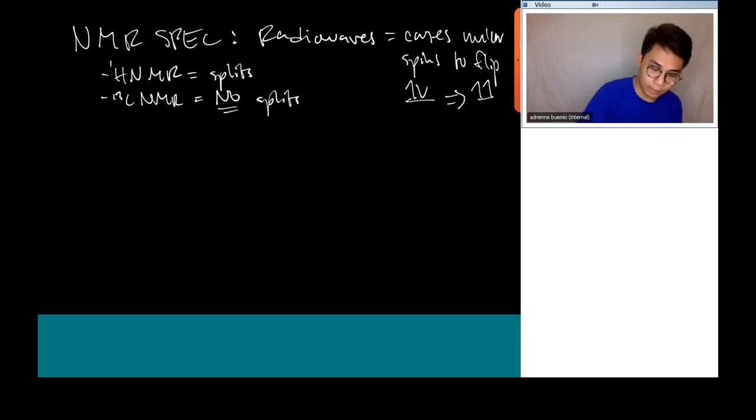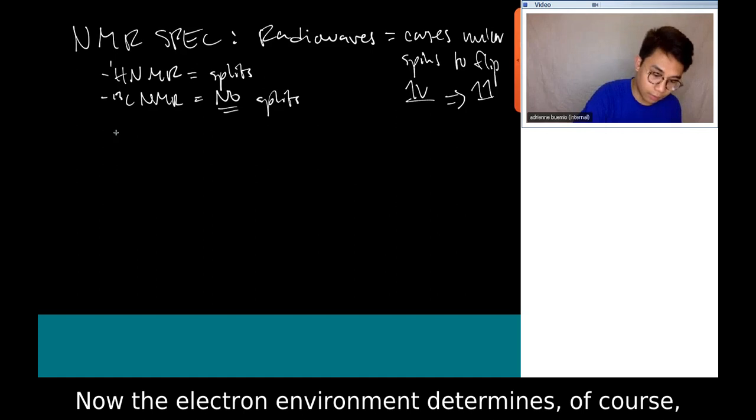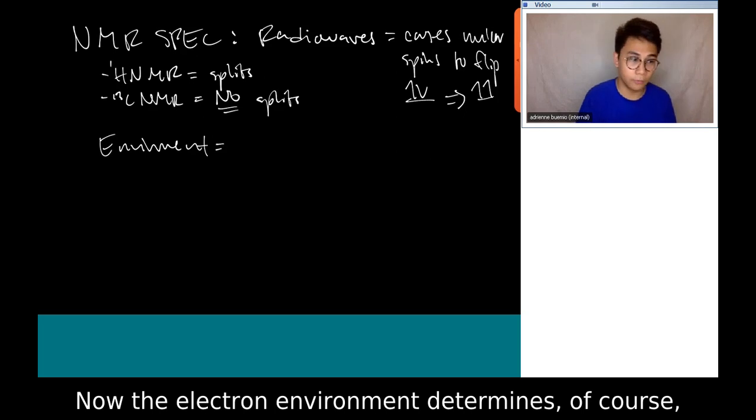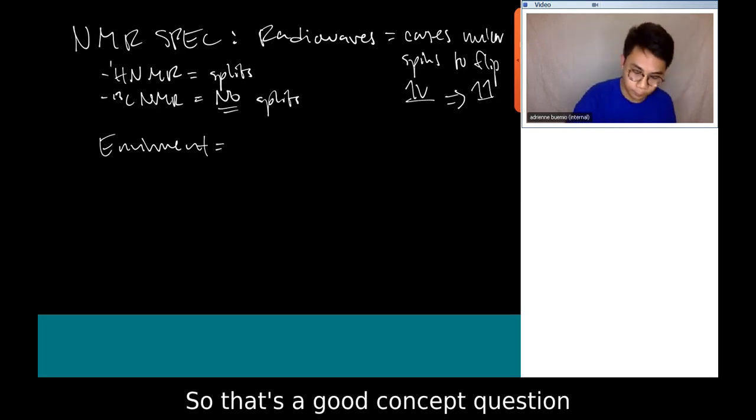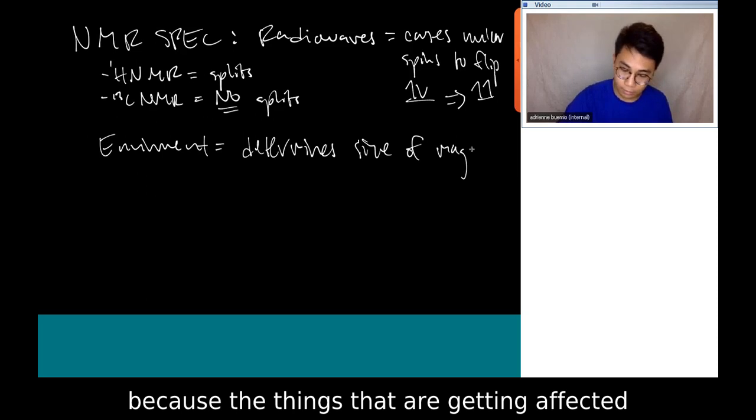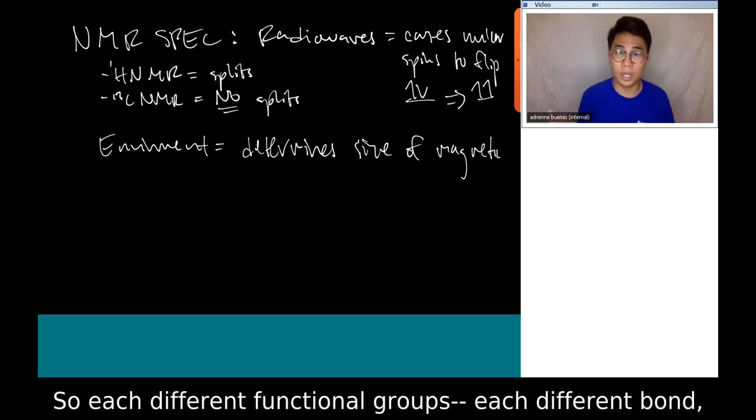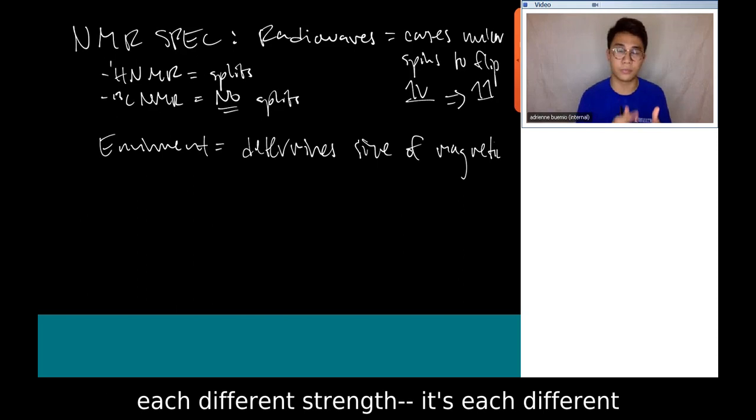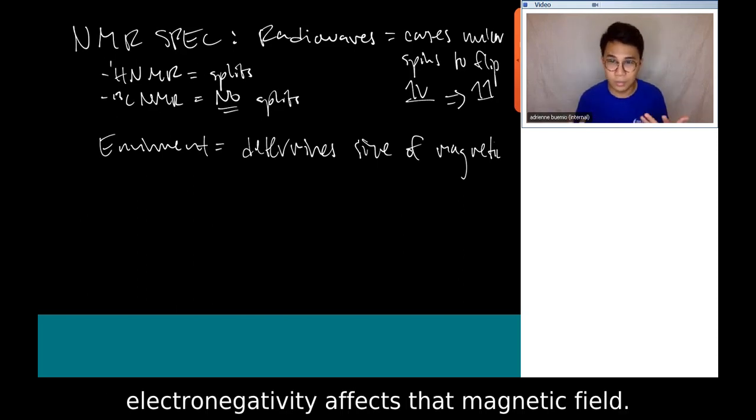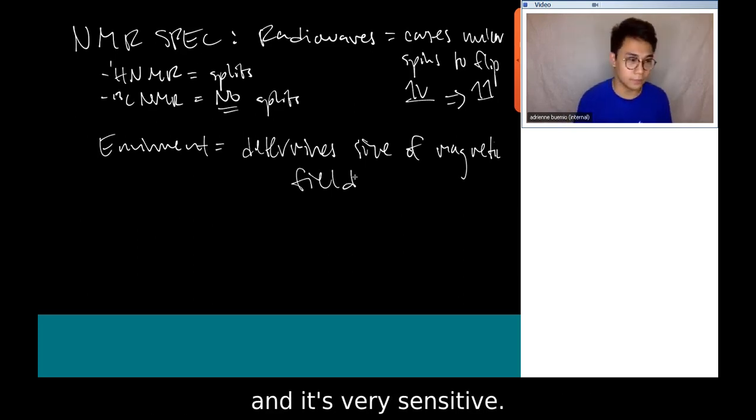Now the electron environment determines, of course, the size of the magnetic field. So that's a good concept question, because the thing getting affected is the magnetic field. Each different functional group, each different bond, each different strength, each different electronegativity affects that magnetic field, right? So that's what they're talking about, and it's very sensitive.